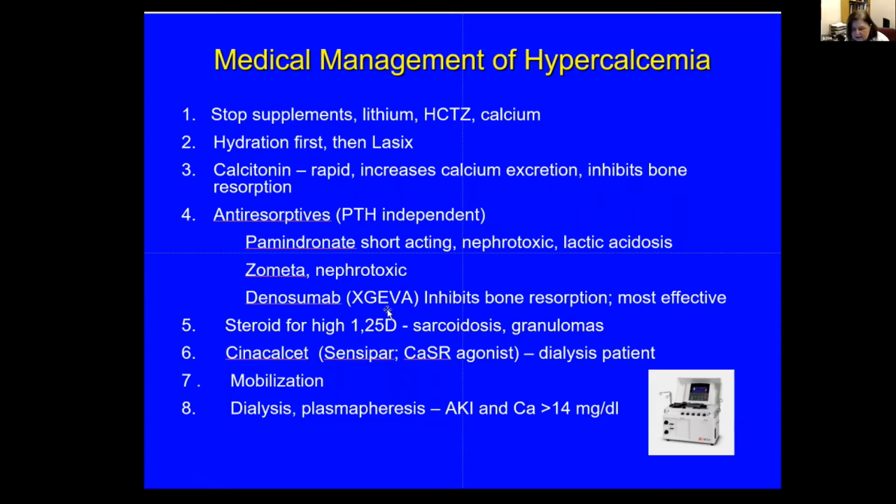As we discussed, you can give steroid if it's sarcoidosis or other granulomatosis. Cinacalcet for dialysis patient or FHH. You can mobilize the patient. And if you get desperate and nothing helps and the patient is comatose with acute kidney injury, you can always use plasmapheresis or dialyze it out. So that's your ultimate go-to.